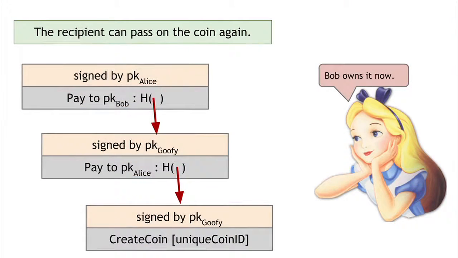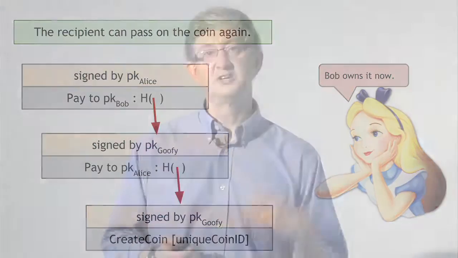So those are all the rules of Goofy Coin. Goofy can create new coins by simply signing a statement that he's making a new coin with a unique coin ID. Whoever owns a coin can pass it on to someone else by signing a statement saying, pass on this coin to person X. And you can verify the validity of a coin by simply following the chain and verifying all of the signatures along the way. That's Goofy Coin.